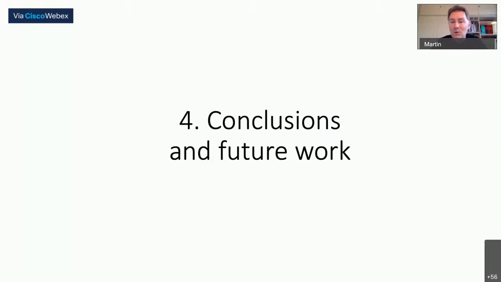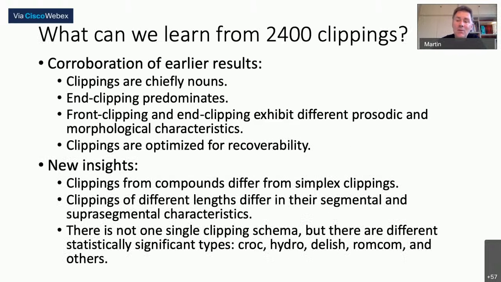Anyway, I'd like to come to a close here. I hope to have illustrated that clipping is not as chaotic and unprincipled as it has sometimes been described. There are some findings that are robust and that resonate with claims that have been made in earlier work, for example, by Thomas Berg and Sabine Arndt-Lappe. And coming back to the question that I had in the title of this talk, what can we actually learn from 2,400 English clippings? Well, our findings corroborate earlier results.